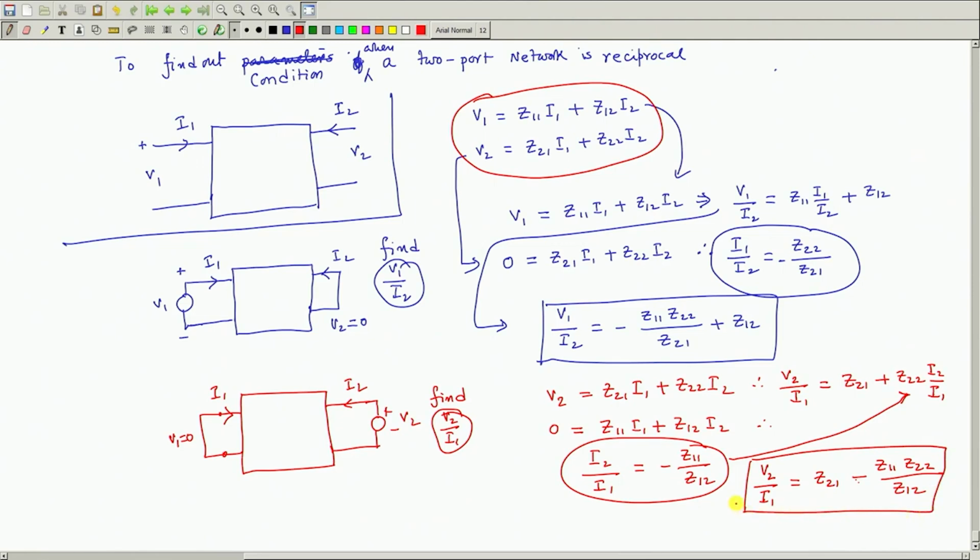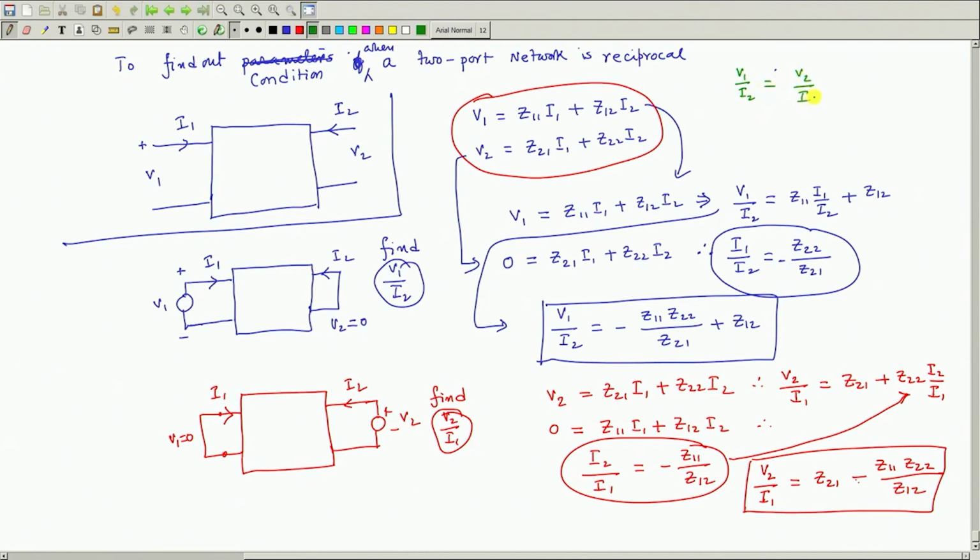Now, if this network is not reciprocal, then these two values would have been different. This is the way it is. Therefore, if this two port network is reciprocal, then I will demand that this blue V 1 by I 2 should be equal to this red V 2 by I 1. Therefore, the condition is very easy to understand.